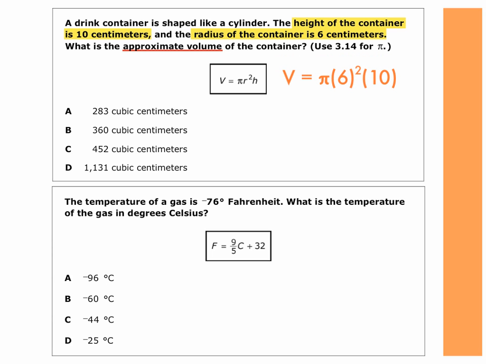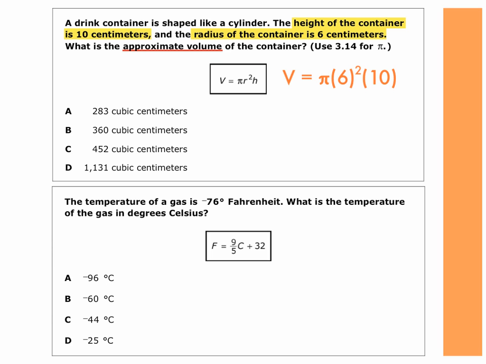The volume is going to equal pi times 6 squared because 6 is the radius, times 10 because 10 is the height. When you're dealing with circles and radius, be really, really careful. Sometimes they will try to trick you and give you the diameter.